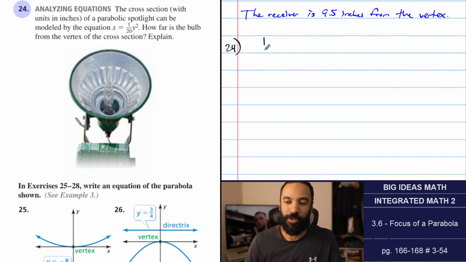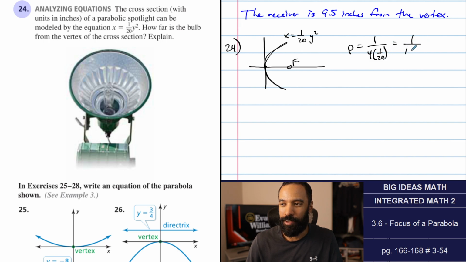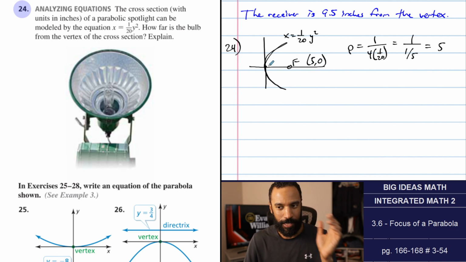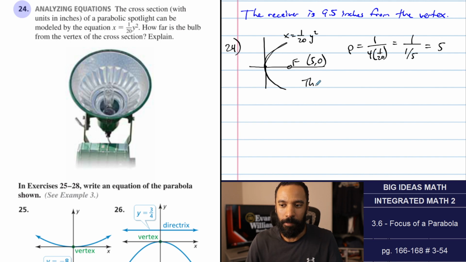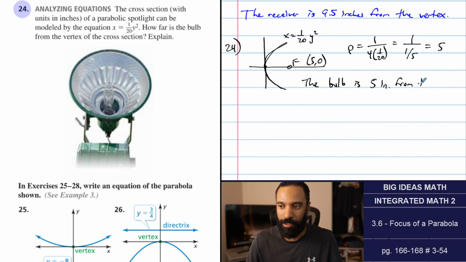So this is an x equals y squared equation, so it's going to look like it goes this direction. Here's your 1/20th y squared, and there's a bulb, which is the focus right there. So x equals 1/20th y squared. Your a value, once again, being 1/20th, p is 1 over 4 times 1/20th, which is 1 over 1/5, which is 5. So your focus is at 5, 0 compared to the vertex at the origin. This is in inches, so the bulb is 5 inches from the vertex of the cross-section. Sounds good to me.